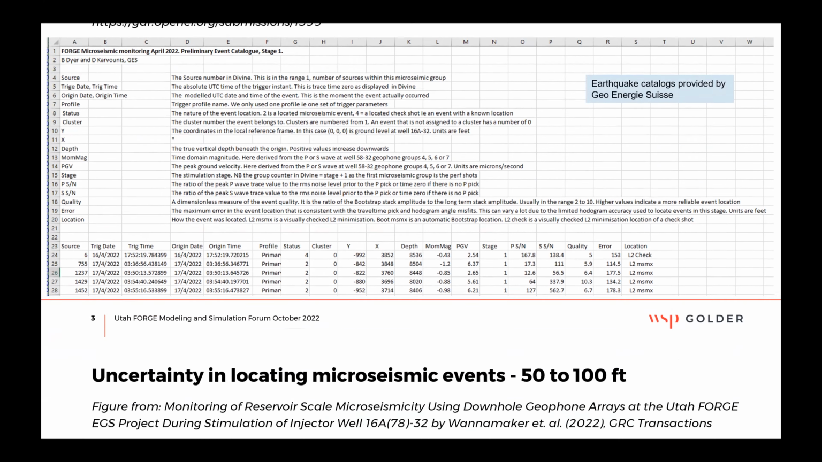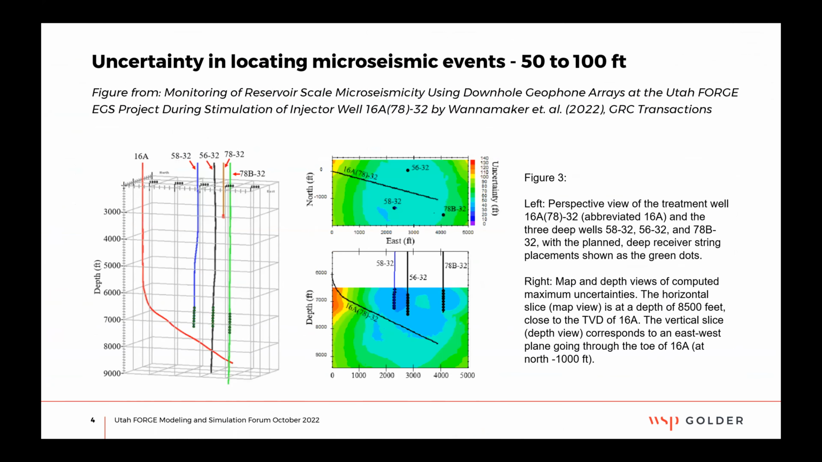Available. So let's just mention a little bit about this error term that we're given. We had some predictions about what the error would be on these locations for microseismic events, based on the designed location of the geophones in the nearby wells. The predictions were that the uncertainty would be in the range of 50 to 100 feet.